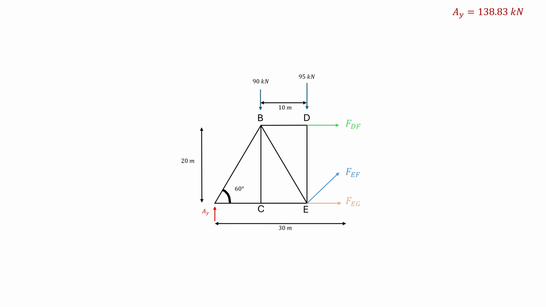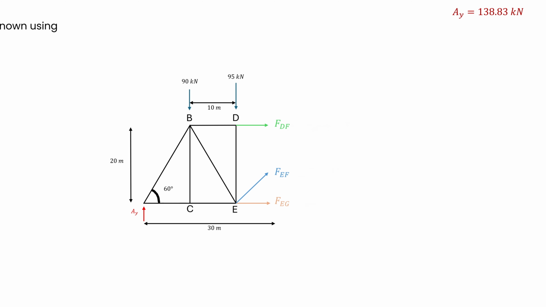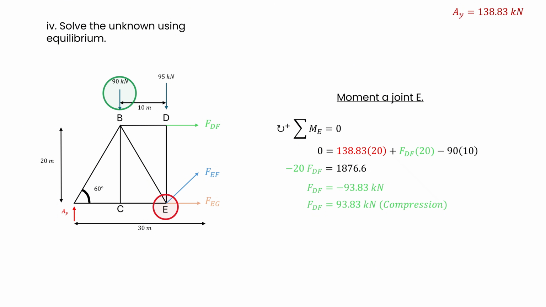Next step, we remove the right side and we keep the left side. Okay, we assume that all the forces are tension. So FDF is tension, FEF is tension, and FEG is tension. So if the final answer is negative, it is actually compression. Last step, I take the moment at joint E. Why? Because every force that passes through joint E has zero moment, so we can easily get FDF.